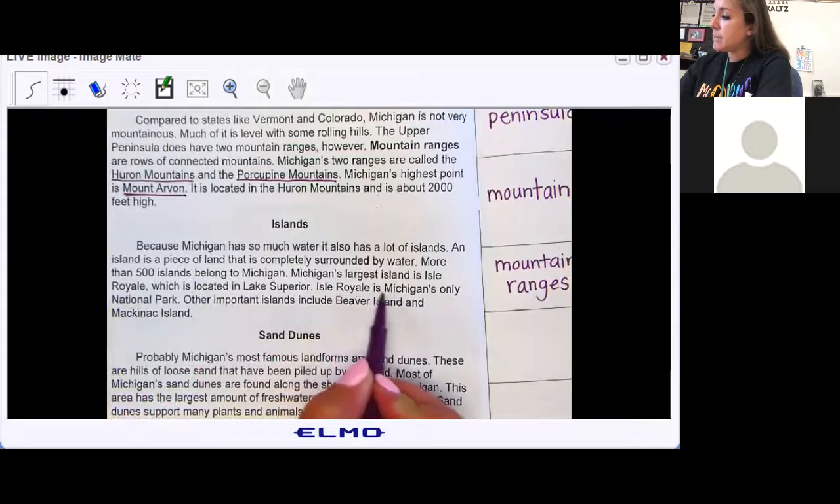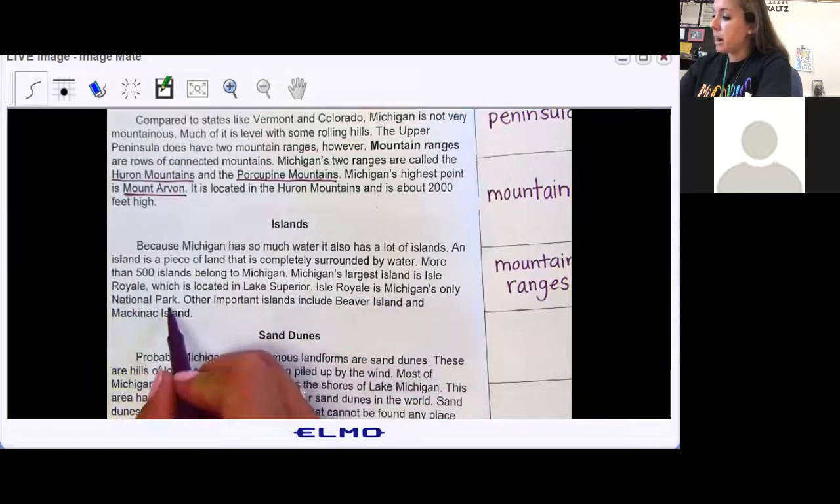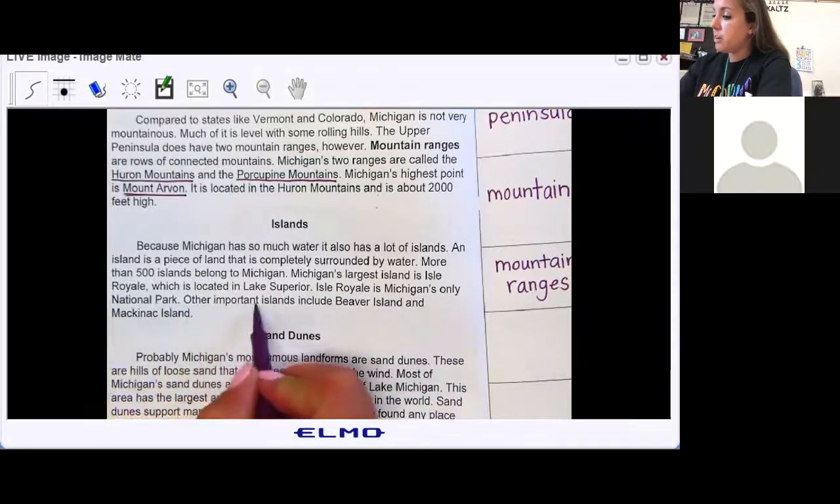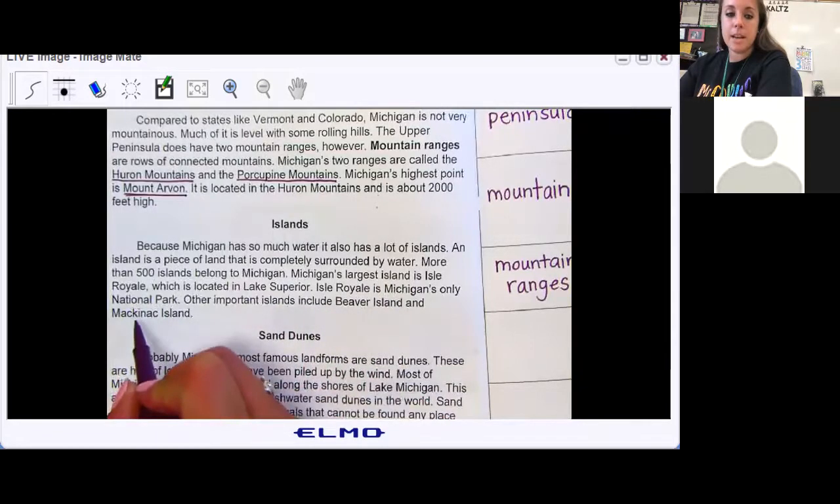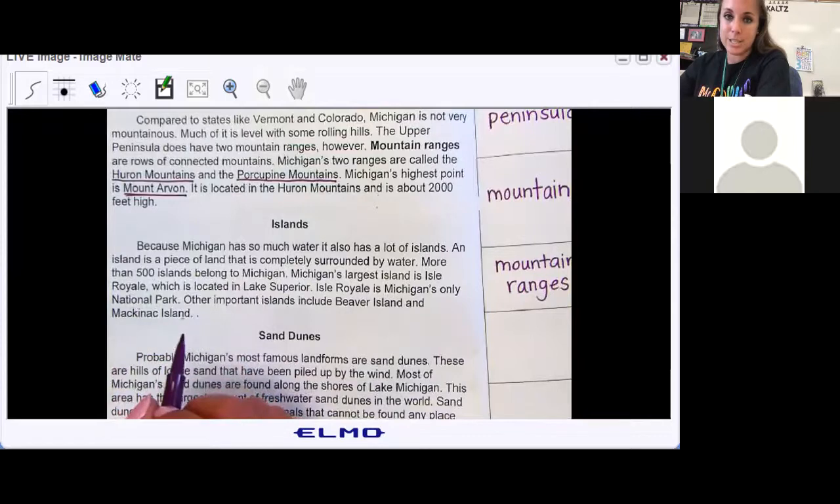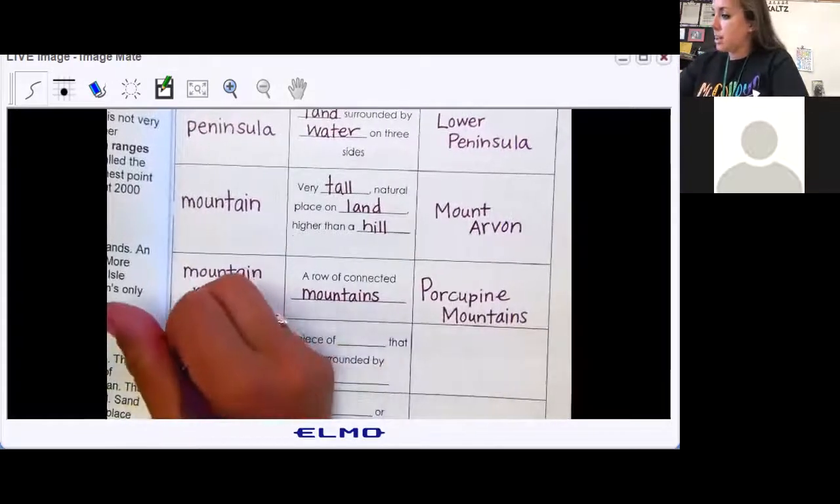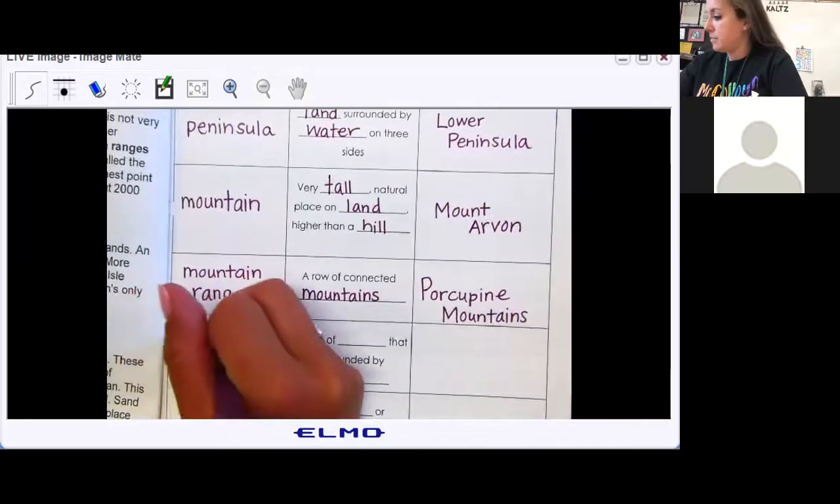Isle Royale is Michigan's only national park. Other important islands include Beaver Island and Mackinac Island. I know it looks like it says Mackinac, but the correct way to pronounce that is Mackinac. And we're going to talk about why it's pronounced that way when we learn about Michigan's history. So our next section in our notes is called Islands.